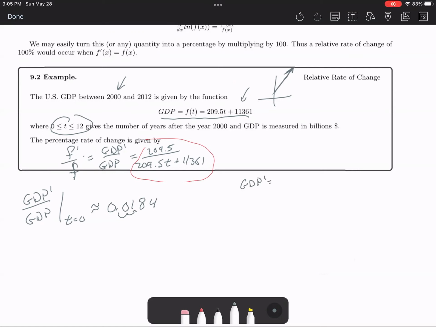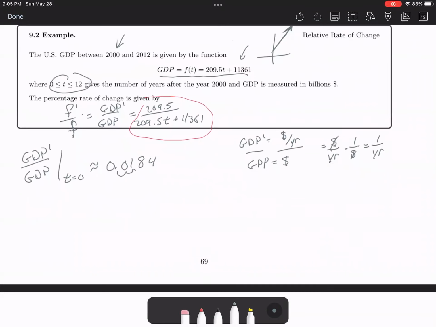GDP prime is measured in dollars per year. GDP is measured in dollars. So if I divide these, I get a rate, 1 over years. So it's kind of like a frequency. This is 1.84%. So GDP is increasing at 1.84% in the year 2000.